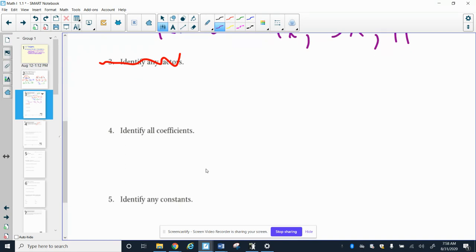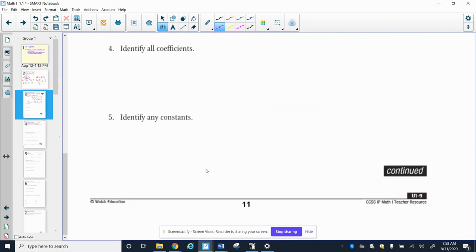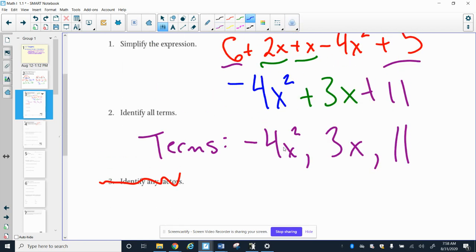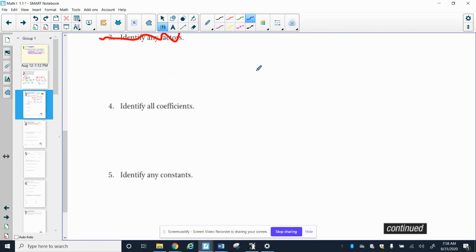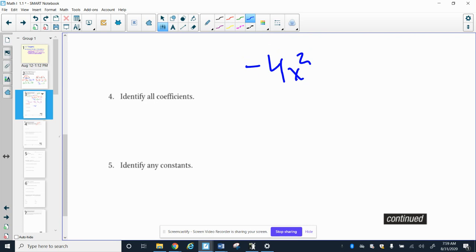Next, we're identifying the coefficients. Just for making it simpler so we're not scrolling back and forth, we're just going to rewrite our simplified expression down here to reference. So remember our simplified expression was negative 4x squared plus 3x plus 11.